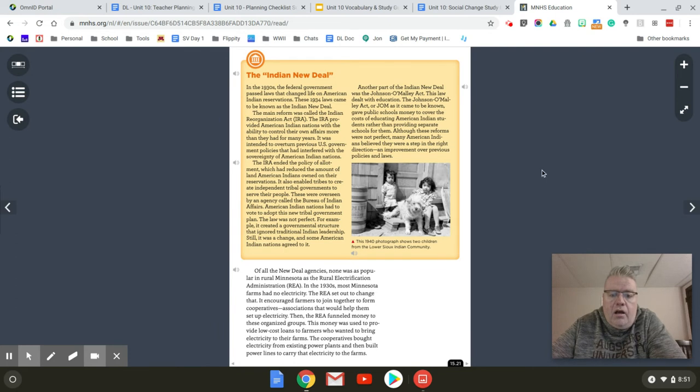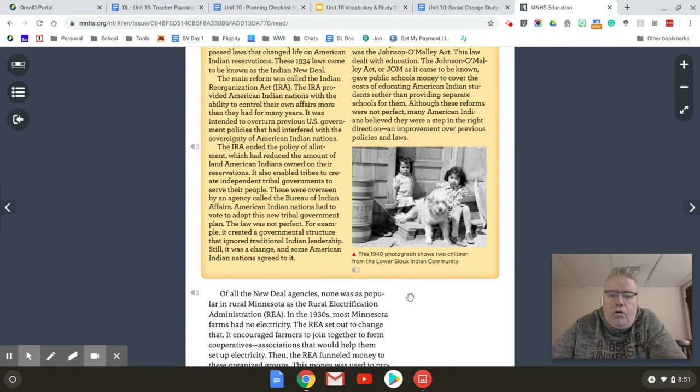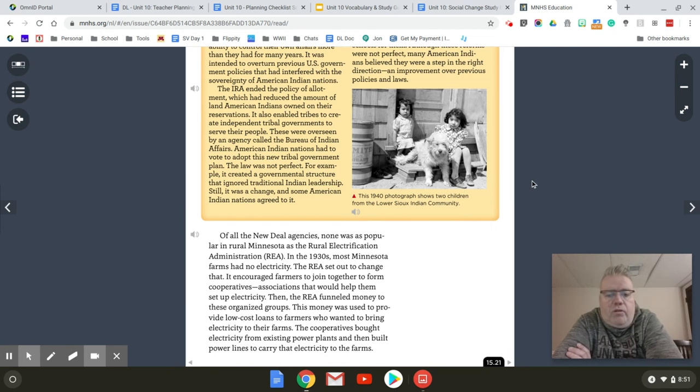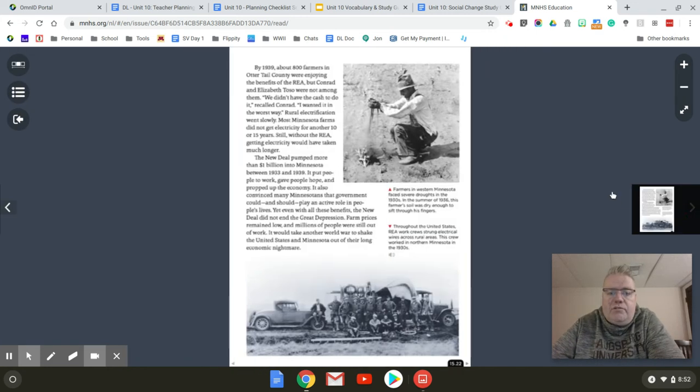Of all the government agencies, none was more popular in rural Minnesota than the Rural Electrification Administration, or the REA. In the 1930s, most Minnesotan farms had no electricity. The REA set out to change that. It encouraged farmers to join together to form cooperatives, associations that would help them to set up electricity. Then the REA funneled money to these organized groups. This money was used to provide low-cost loans to farmers who wanted to bring electricity to their farms. The cooperatives brought electricity from existing power plants and then built power lines to carry electricity to these farms.